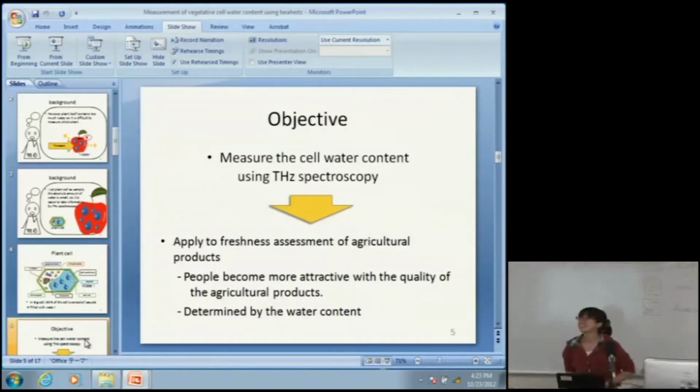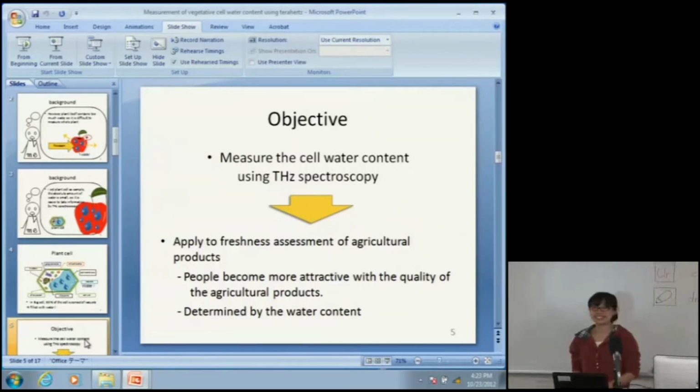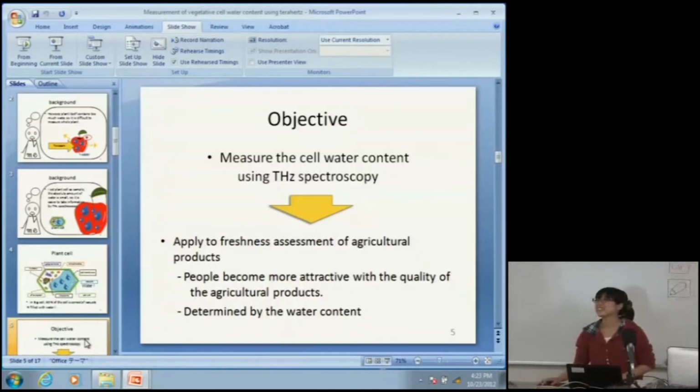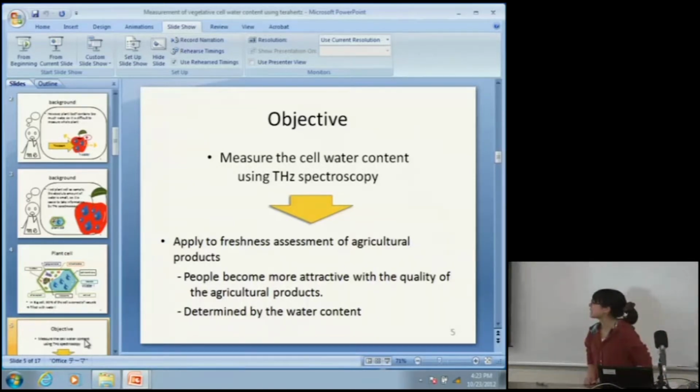I think it is a very good question, because I'm thinking it is a big problem about my objective, because I started this research just because I was just interested in the plant cell. And now I'm thinking of the application of the research, and I'm considering that it maybe can apply to freshness assessment of agricultural products, because it has a big relationship with the water content.